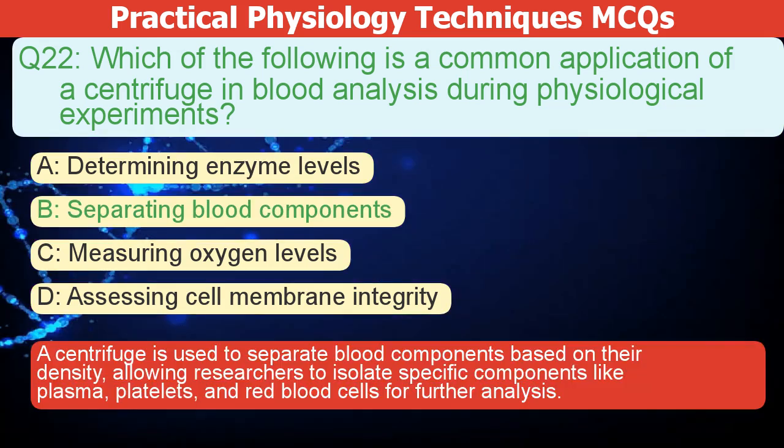The correct answer is B. A centrifuge is used to separate blood components based on their density, allowing researchers to isolate specific components like plasma, platelets, and red blood cells for further analysis.